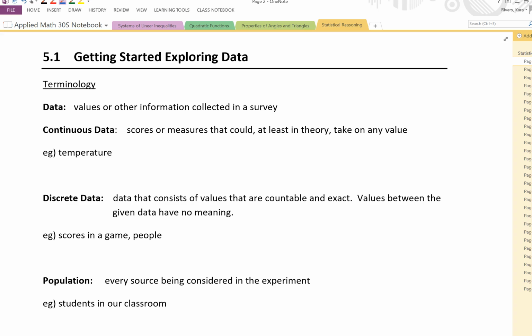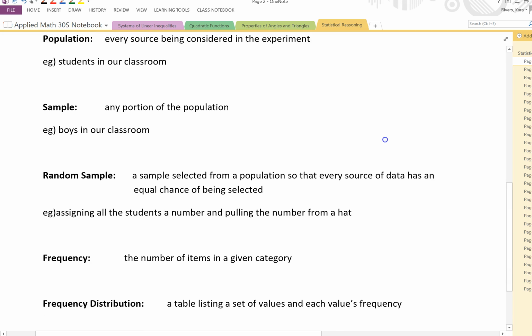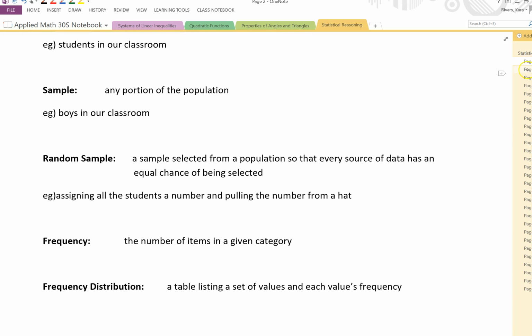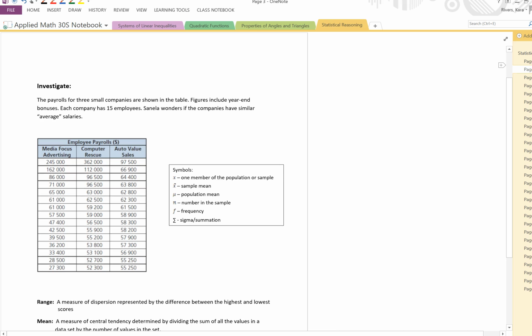This is our first lesson in our unit on statistics and statistical reasoning, and we're going to just get started by looking at data. There's quite a bit of terminology that is included in your notes. It's your responsibility to go through that, read through it, but as we use that terminology, I'll talk about it a bit more. So you can see through this first page, there's some terms that you should be aware of, and then same on our second page there.